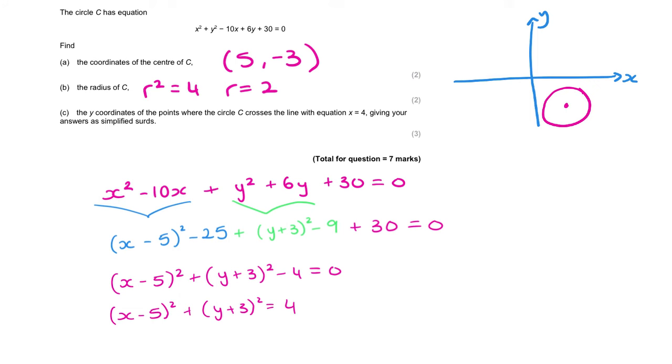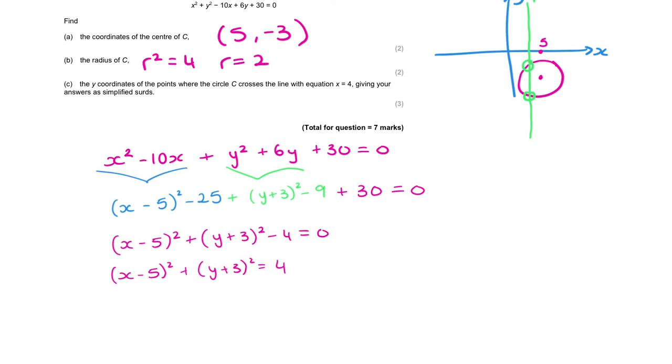And it says the equation x equals 4. So I know that this is 5 here, because that's my centre, don't I? So x equals 4 is going to be here. This is the line x equals 4. Okay, now I can see it crosses twice. We have 2 intersections. So what I'm actually going to do is, I know it's a simultaneous equation, a substitution. I'm going to substitute x equals 4 into my equation of a circle. So instead of x, I'm going to write 4 minus 5 squared plus y plus 3 squared equals 4.